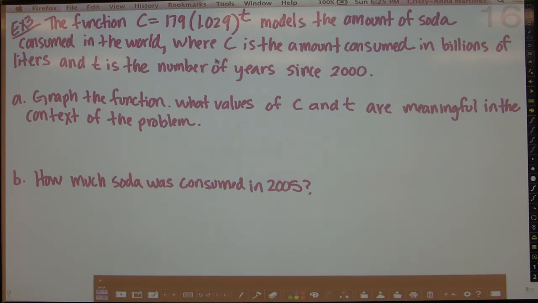What values of C and t are meaningful in the context of the problem? We can graph the function for sure. We'll do that in a second. But before we get to that, what values of C and t are meaningful? Because this is a real life problem, it doesn't make sense for us to have values of t, of time, that are negative.